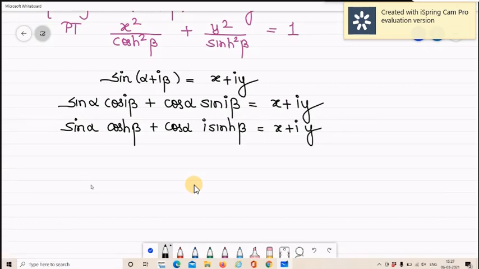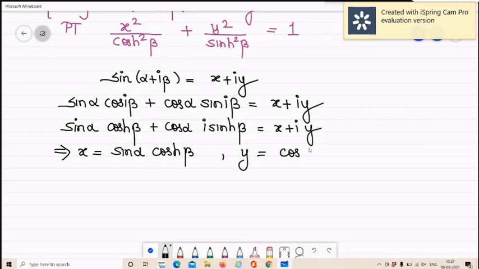And what am I going to do? I am going to compare the real part with real, and the imaginary part with imaginary. So what am I getting? I am getting x as sin alpha cosh beta and y as cos alpha sinh beta. This we have arrived at from what is given in the question.